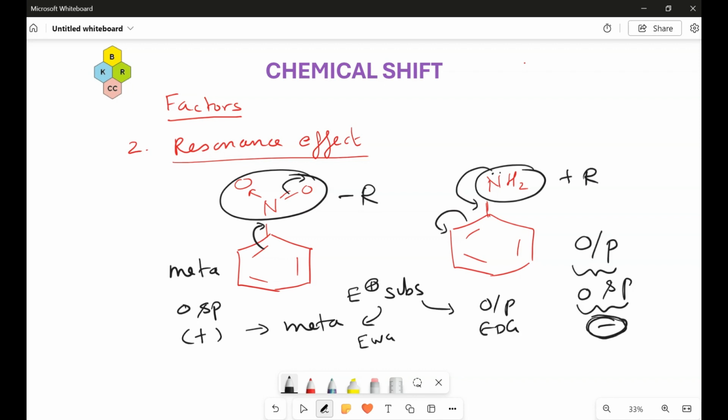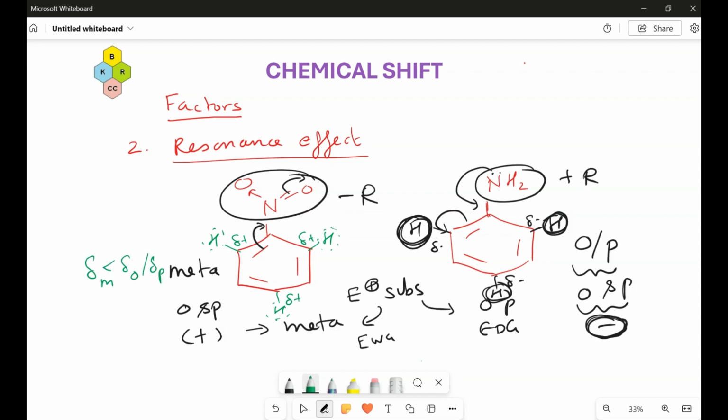So the concept is you have high electron density. So the hydrogens in ortho and para positions are shielded here because you get a negative charge in ortho and para position. Whereas the hydrogens of this particular molecule are de-shielded. Why are they de-shielded? Because you get a positive charge in ortho and para position. So when I compare the chemical shift of the meta hydrogen, ortho hydrogen, para hydrogen of nitrobenzene, the meta will be less than the ortho and para because shielding gives you low delta value.